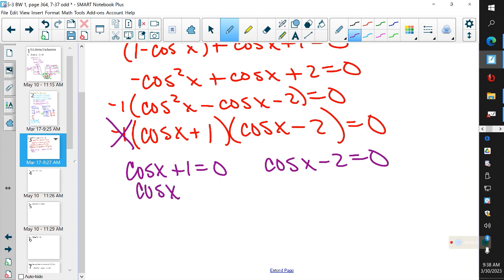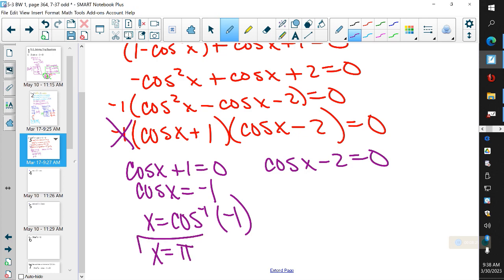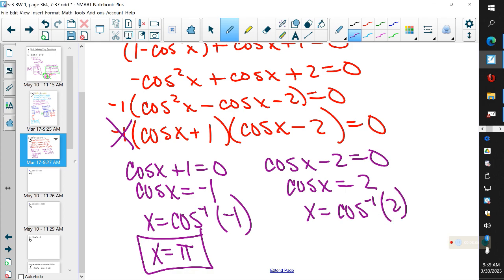So the cosine of x is equal to -1, so x is equal to the cosine inverse of -1. So where is my x value on my unit circle equal to -1? My x value on my unit circle equaling -1 is going to be at pi units, and that is the only place, okay? And then the cosine of x is equal to 2, so x is equal to the cosine inverse of 2.